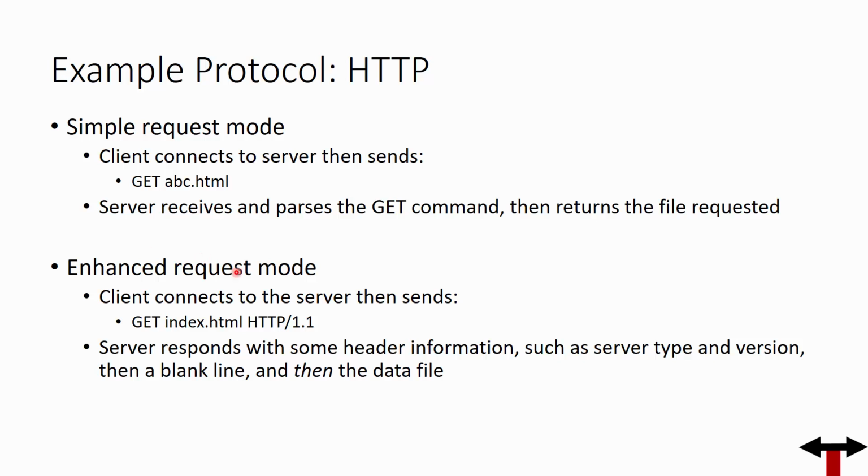There's an enhanced mode where you can specify which version of HTTP you're using, 1.0, 1.1, and there's always different ones that they're talking about, but HTTP tends to be a fairly slow-moving standard because it holds so much of the internet together. In the extended mode here, the enhanced request mode, it's going to respond with some header information, such as what kind of server is this? Give me the version numbers of the software the server is running. And then eventually we'll get the data file after a blank line. So this is just a way to get more information out of the system.